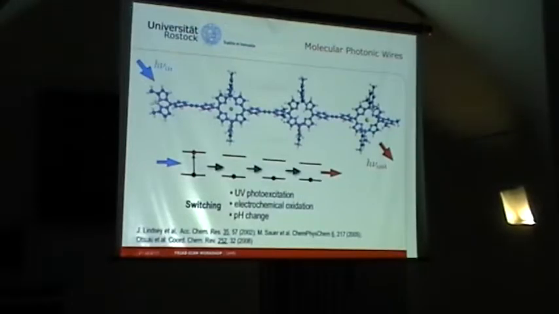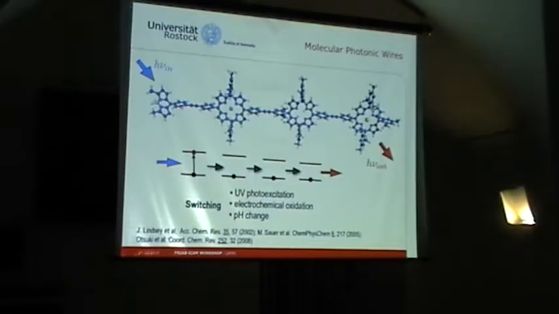If you have a wire, of course you want to have a switch. So what would be the switch here? There are some attempts to switch this kind of system. For instance, with UV photoexcitation, you trigger some photoreaction, and then kind of build in a switch which breaks or stops the energy flow on that wire. There are other methods, like electrochemical oxidation or pH change, but you already see that electrochemical oxidation and pH change are supposed to be very slow processes.